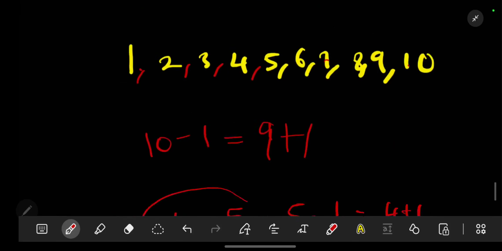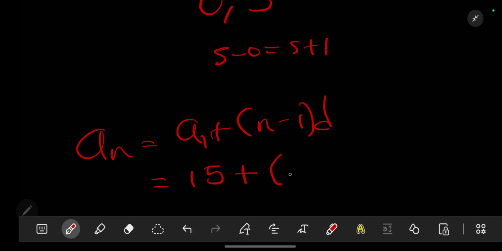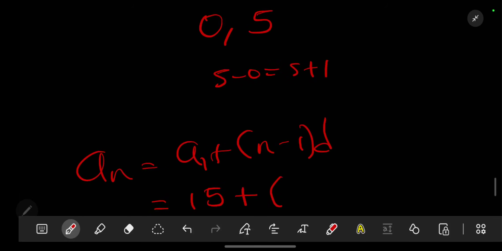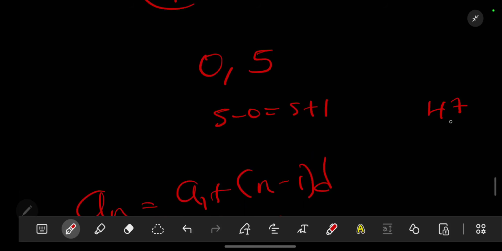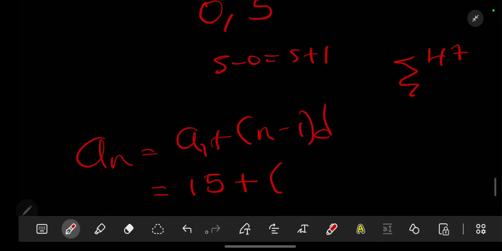It's not straightforward. So we are going to say our an should be equal to a plus our n minus 1, then times our d. What is our a1? A1, we found it to be 15. Plus our number of terms: we have from 6 to 47. So if you look at 6 to 47, we are going to say 47 minus 6.